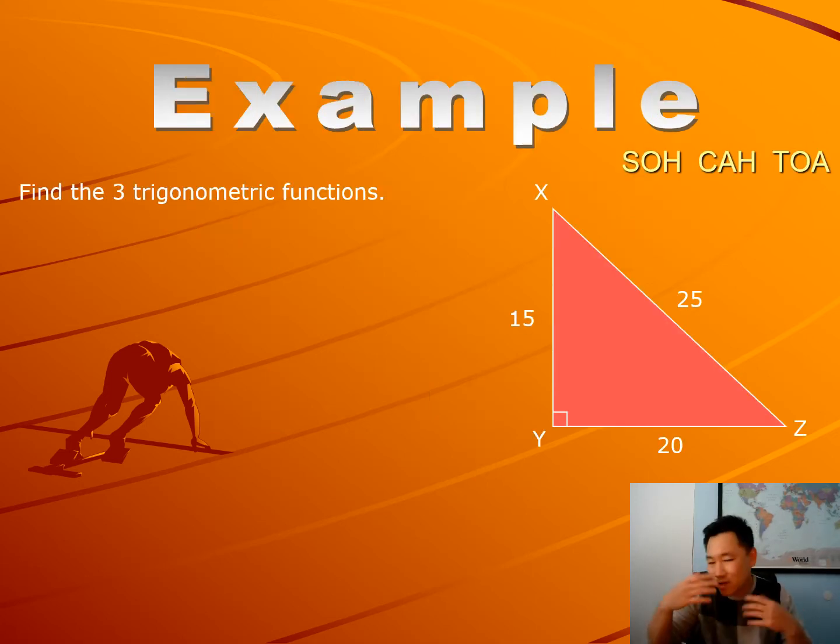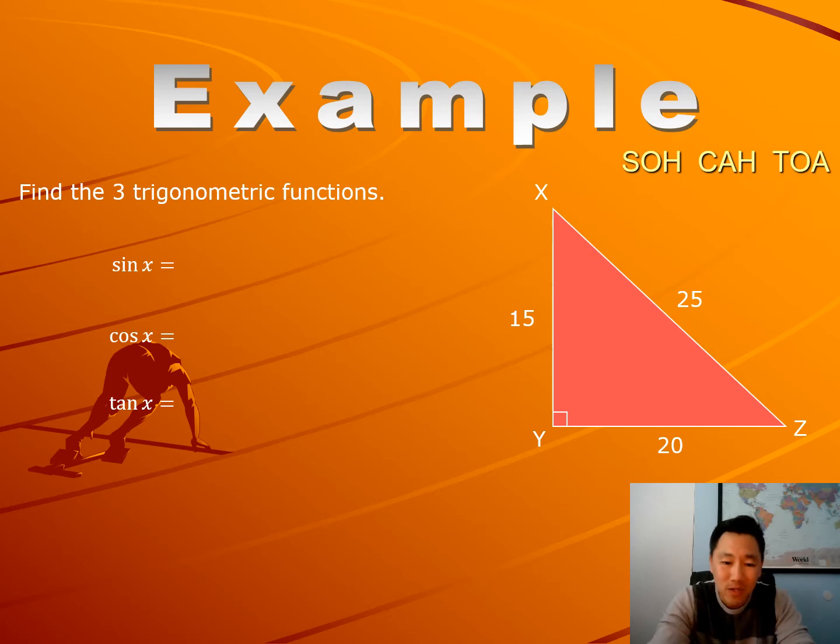All right, here's a triangle. It's kind of the same triangle I drew earlier, except it has some numbers in it. 15, 20, and 25. The homework is going to ask you to find the 3 trigonometric functions for this triangle. All right, so what they want you to do is find sine of x, cosine of x, and tangent of x. So those are the 3 things they want you to find.